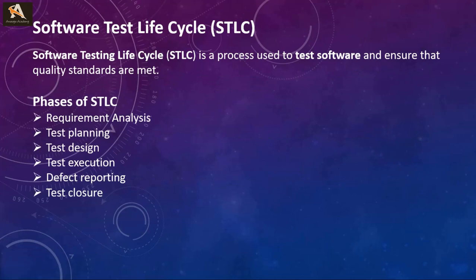Software test life cycle, STLC. The software testing life cycle is a process used to test software and ensure that quality standards are met. Tests are carried out systematically over several phases. During product development, phases of STLC may be performed multiple times until a product is deemed suitable for release. Phases of STLC: requirement analysis, test planning, test design or test case design, test execution, defect reporting, and test closure.